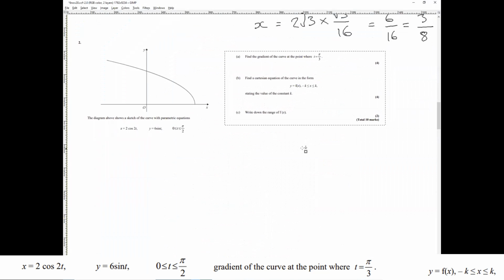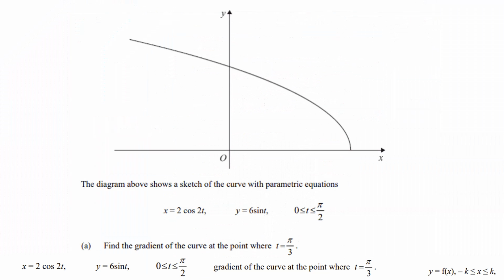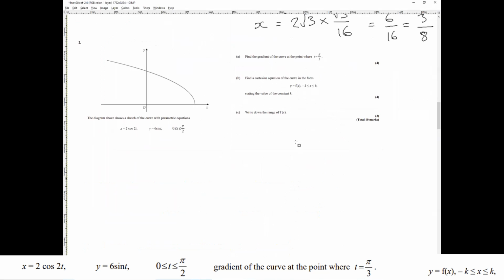Find the gradient of the curve. Right. I took a second look at that. T is pi over 3 again, but that's coincidence. Right. Well, let's do that. Find the gradient of the curve at the point where t is pi over 3. Well, same process. Tell me what to write then.